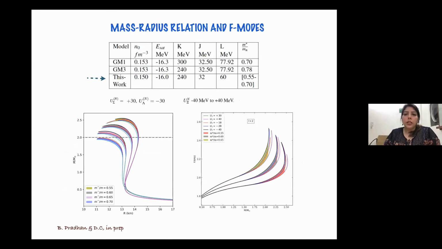Now, on top of this, if we add the variation of the cascade potential within its uncertainty limit, we find that although this gives rise to a non-negligible effect on the mass radius as well as on the frequency mass plot, again, in comparison, it is actually the effective nucleon mass which plays a major dominant role in determining the frequency as a function of the mass.